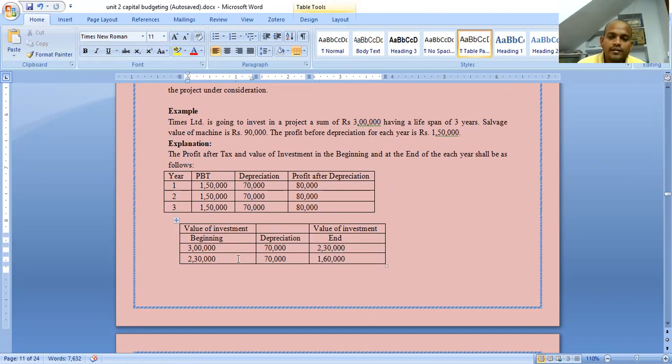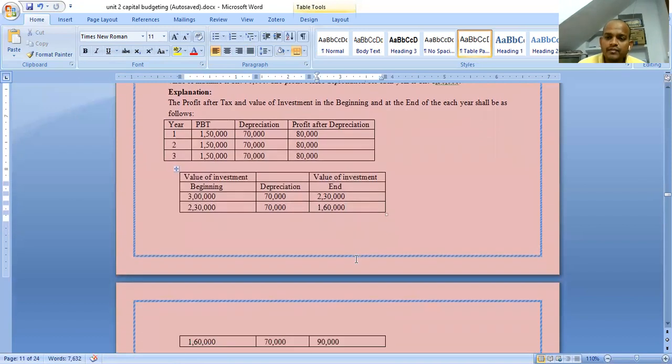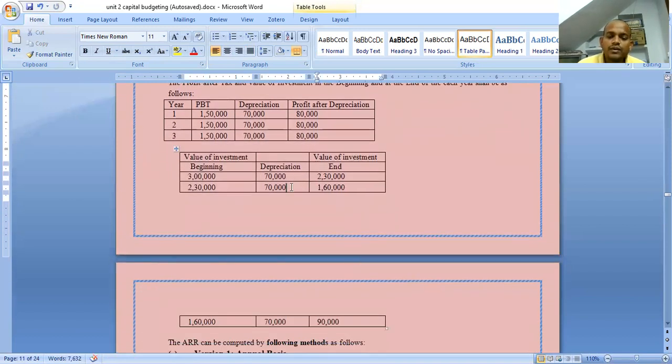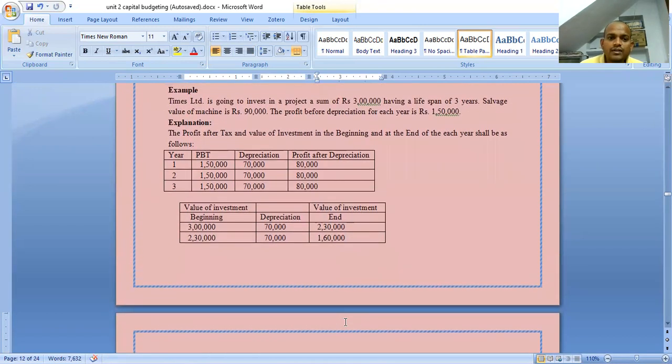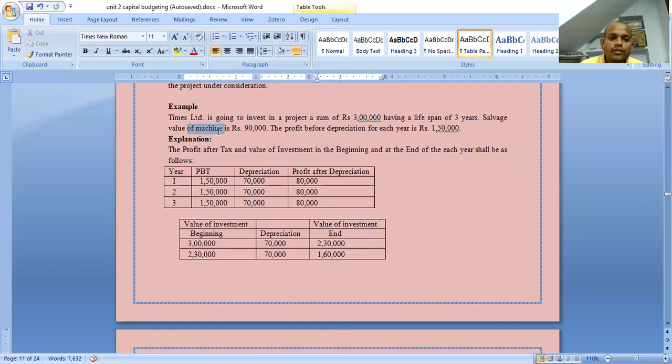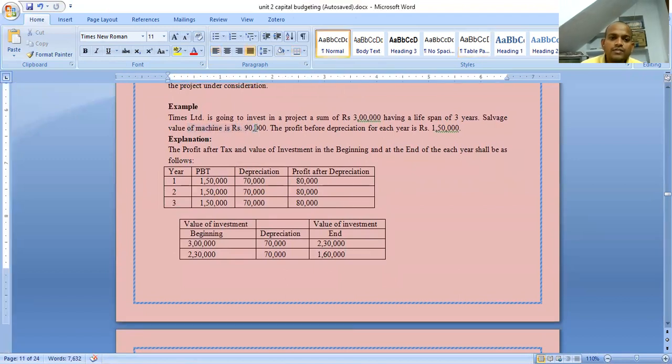And in the second year beginning it is 2 lakh 30,000, and again we are charging depreciation. So the normal wear and tear of the asset, we have to deduct it. So that asset value is 1 lakh 60,000. And in the third year we have to deduct the 70,000 again. So at the end of the project the value of asset is 90,000. So value of machine, salvage value 90,000.